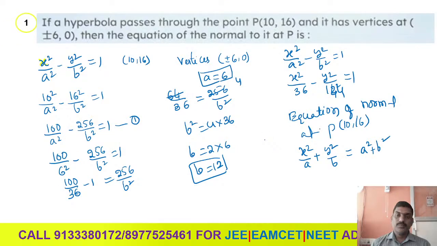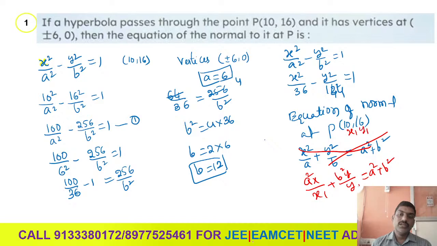So a square x divided by x1 plus b square y divided by y1 is equal to a square plus b square. And what is x1 comma y1? 10 comma 16. So try to substitute the 10 comma 16 here. If you substitute 10 comma 16 here, what do you get?